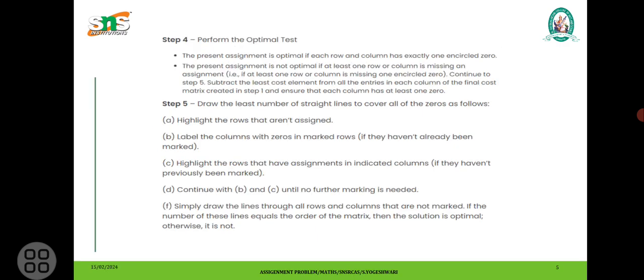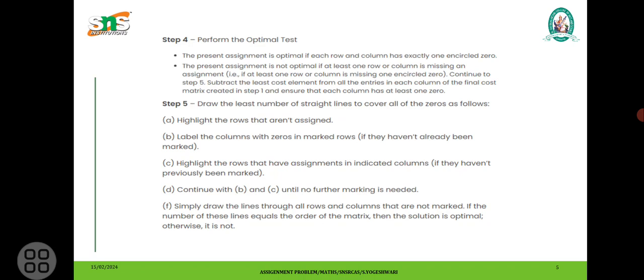Step 4: Perform the optimality test. The present assignment is optimal if each row and column has exactly one encircled zero. The present assignment is not optimal if at least one row or one column is missing an assignment. Continue to step 5.